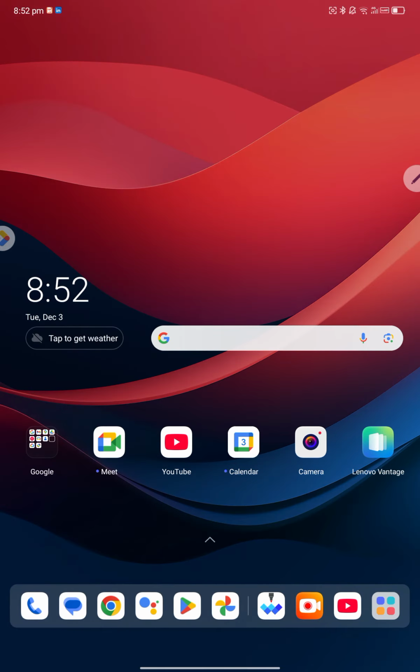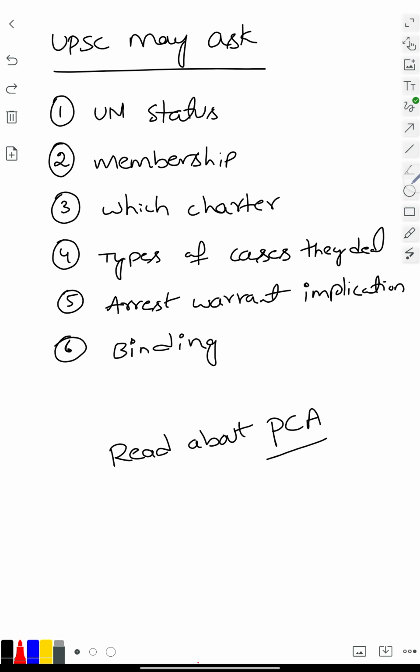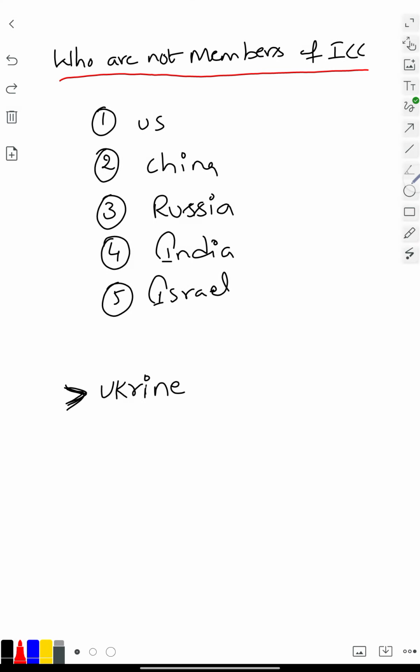Because India is not a member, if the Russian president, that is Putin, comes to India, India is not legally bound to arrest Putin. The countries which are members of this ICC are legally bound to arrest Putin and also Netanyahu. For example, Ukraine. If Putin goes to Ukraine, the Ukraine government should arrest Putin. That is a legally binding agreement.